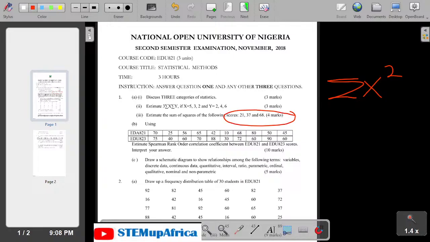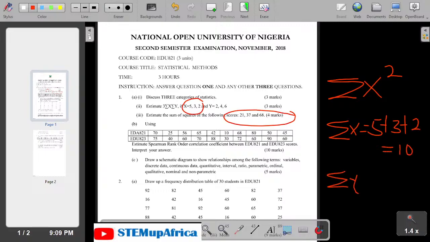Then Roman figure 2, you say estimate summation x, summation y. First of all, you find summation x. They give you the data here: x stands for 5, 3, and 2. So your summation x is simply 5 plus 3 plus 2. That will give you 10. Then also find summation y, which is 2, 4, 6. 2 plus 4 plus 6 will give us 12.